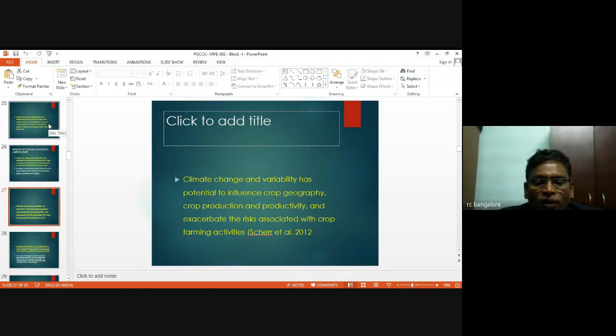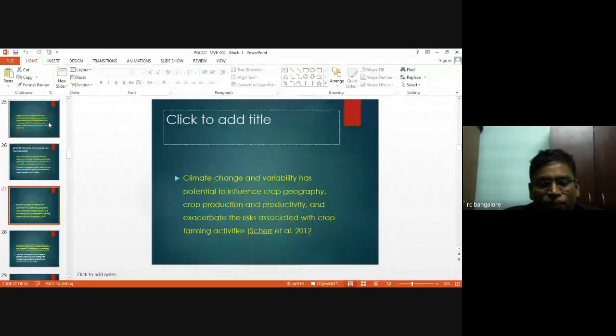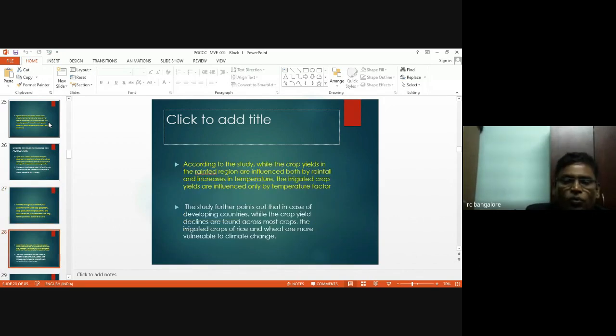What will happen? The geographical area of a particular crop has a direct link to the climate and the risk associated with crop farming activity. It is mentioned in the report. According to the study, while crop yields in the rain-fed regions are influenced both by rainfall and increased temperature, the irrigated crop yields are influenced only by temperature factors.